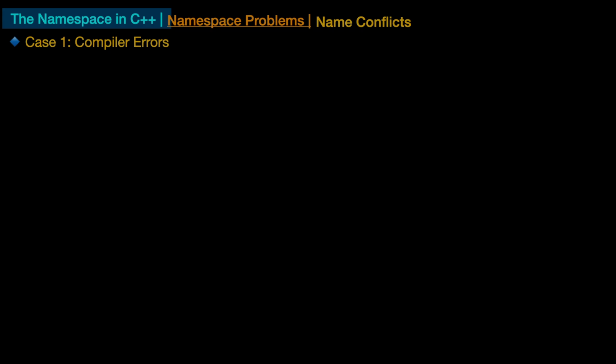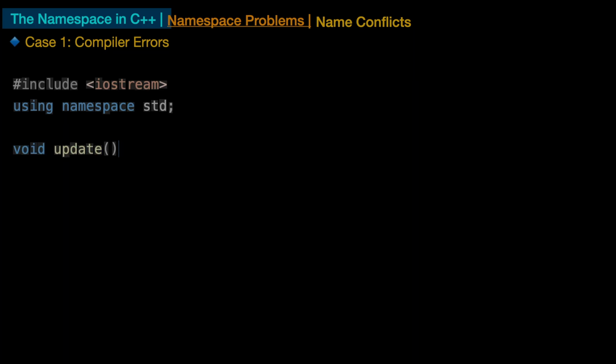First, we need to include the standard input-output library to use cout for printing. So, we'll begin with #include <iostream>, and to avoid writing std::cout repeatedly, let's use the standard namespace with the piece of code using namespace std. Now let's define a simple function, void update. Inside this function, we'll print the message updating: cout << "updating" << endl. This function, when called, will simply print updating to the console.